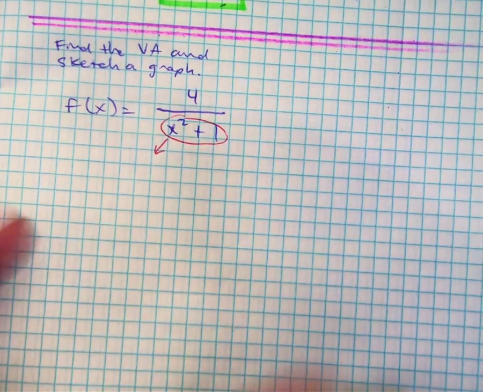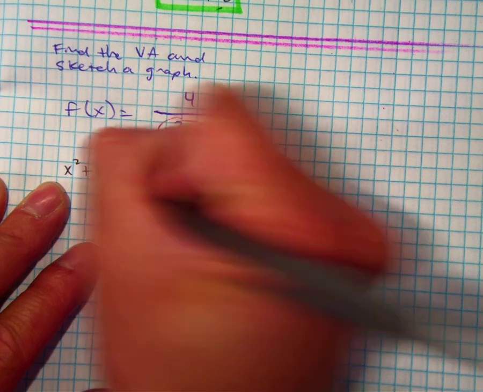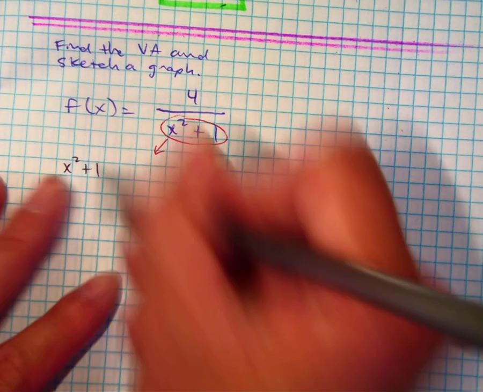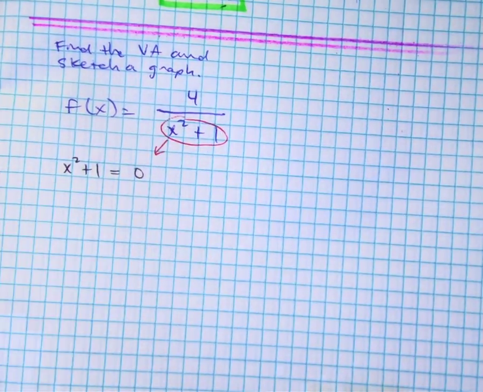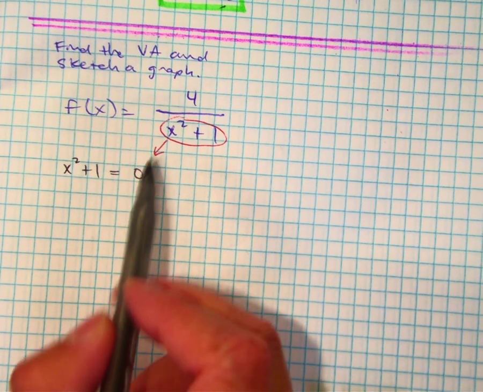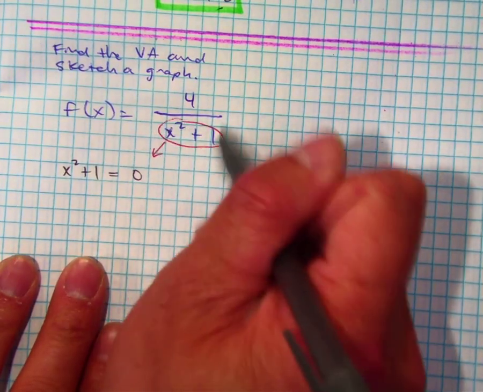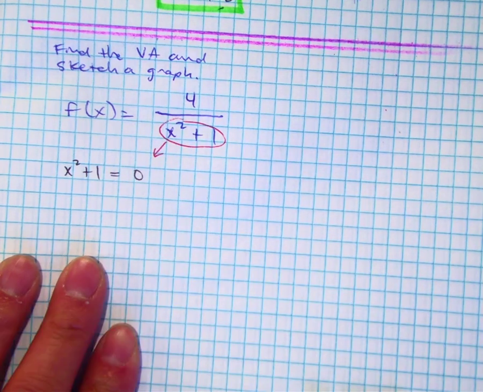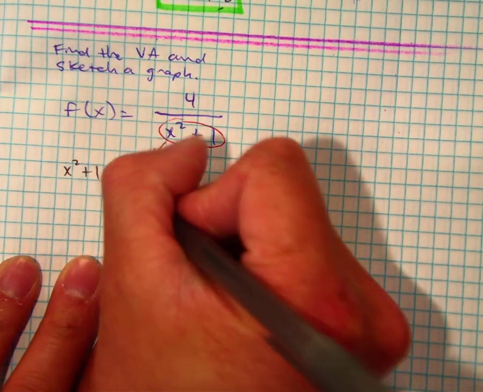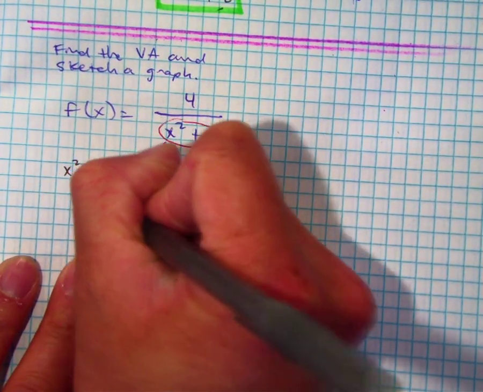So I have x squared plus 1 equals 0. And we're trying to find a number that fits in here so that all of the denominator equals 0, and that'll be my vertical asymptote, right? So we don't want that number, so subtract 1.